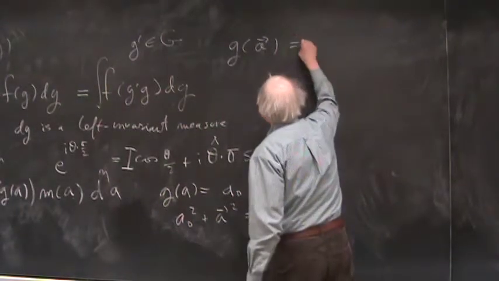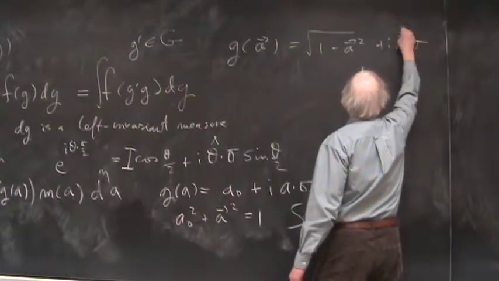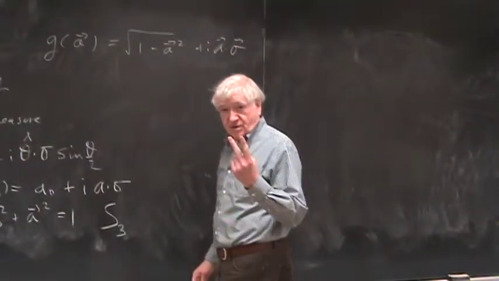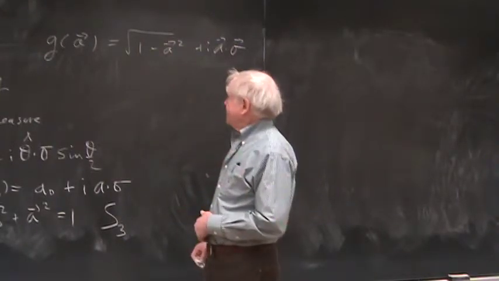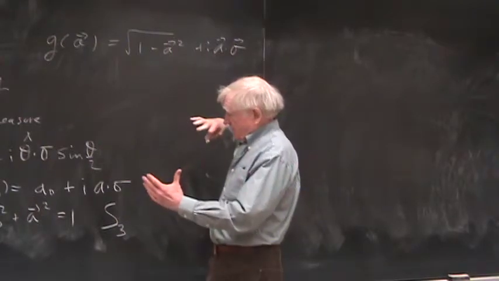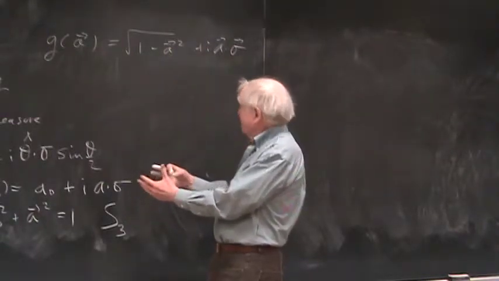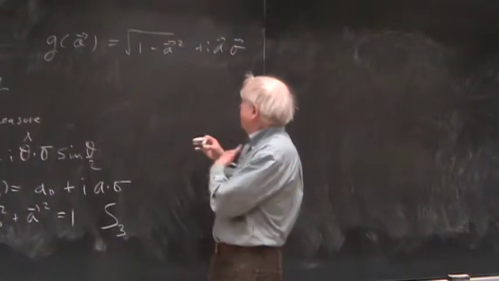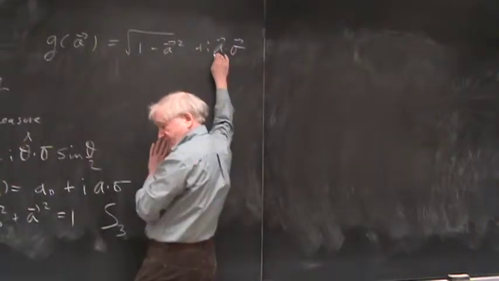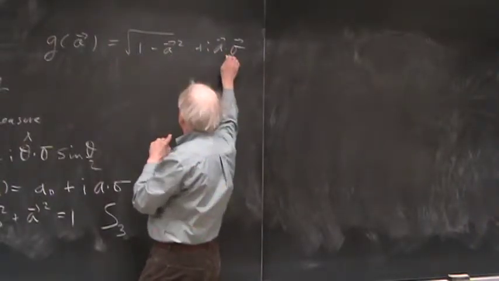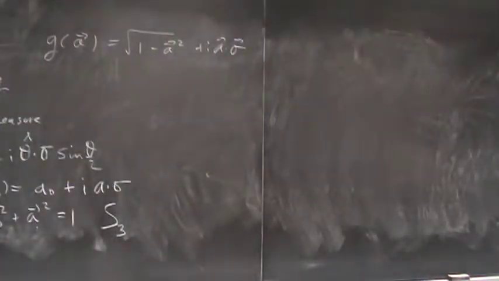Alternatively, we can say that it is the square root of 1 minus a vector squared plus i a dot sigma. So those are two different ways of writing SU2. We can think of the group manifold as the surface of a unit sphere in 4 dimensions, or as this structure parameterized by 3 numbers, the 3 vector A, because we've used this constraint to write A0.